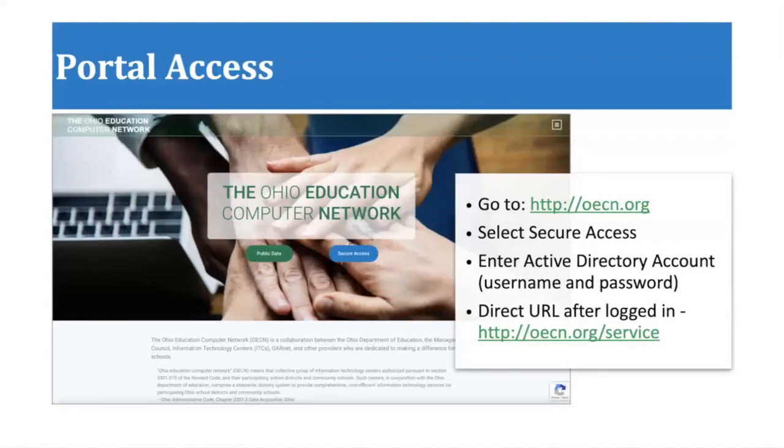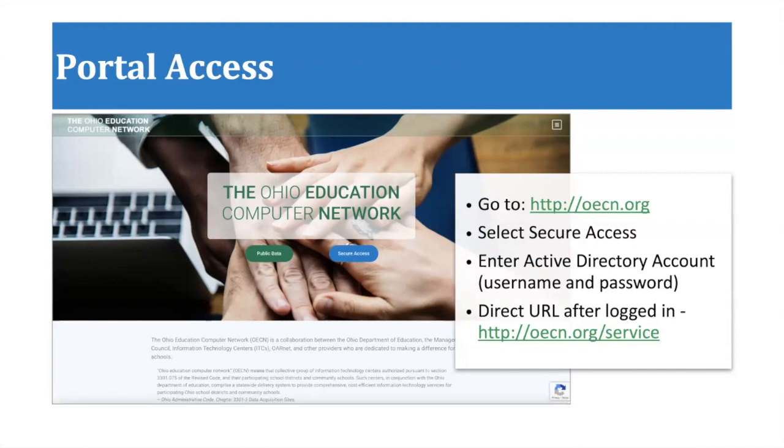To maximize our time, we're going to talk about how you get access to the portal. Again, this should be a refresher for many of you. You would go to http://oecn.org. And then once there, you're going to click on the Secure Access button. That's going to pull up a window and allow you to enter your Active Directory information. So the account that's associated with your Active Directory username and password, that's what you would use to log in.